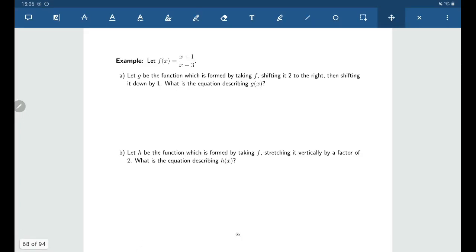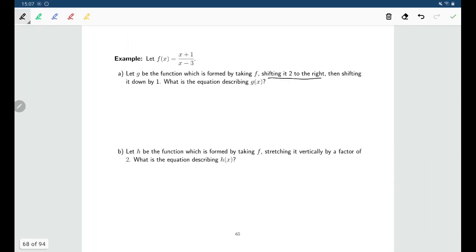All right, and now finally, we're going to be taking a function that's not one of our basic functions and transforming it. I won't actually be graphing it, but I do want to come up with an equation that describes this. So I have f of x given to us. It's x plus 1 over x minus 3. And I want to know what would be the equation for the graph of that function after you've transformed it by shifting it 2 to the right and also shifting it down by 1.